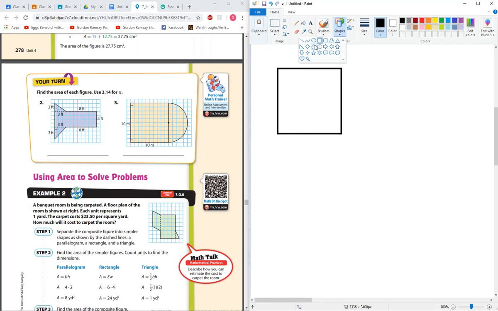And then for a half circle, I really hope I can do this correctly. Cool. Cool, cool. Oh, no. There we go.